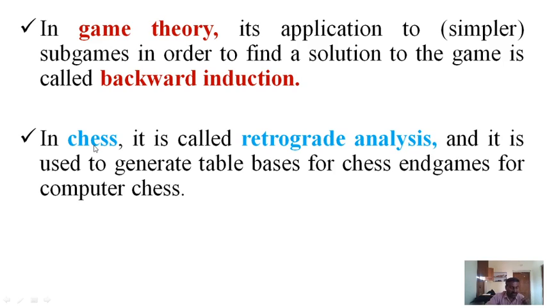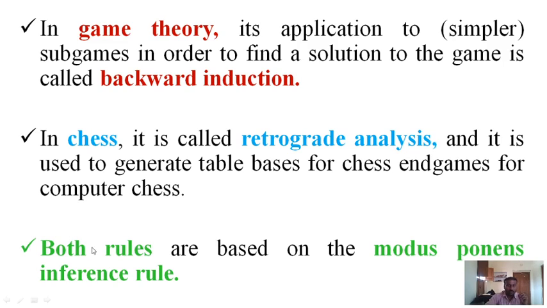When you come to the second example, chess: in chess, it is called retrograde analysis, and it is used to generate table bases for chess endgames for computer chess. So where we use this backward chaining concept in chess means the computer chess environment. Generally it is used to generate table-based chess concepts. So in the computer chess environment, these backward chaining applications are called retrograde analysis concepts.